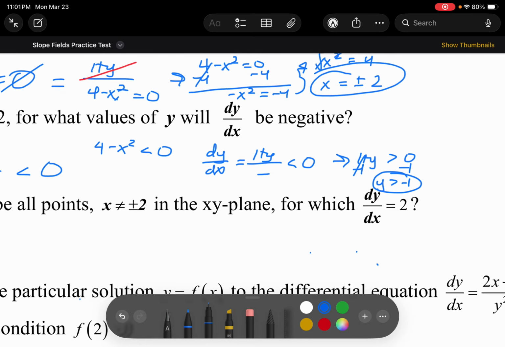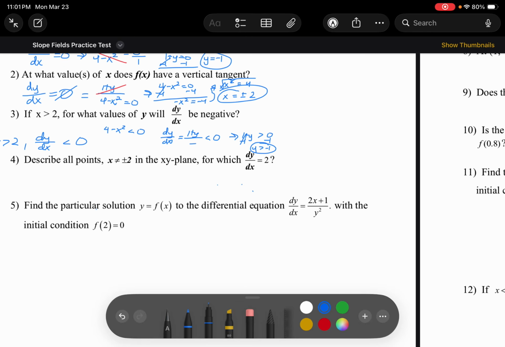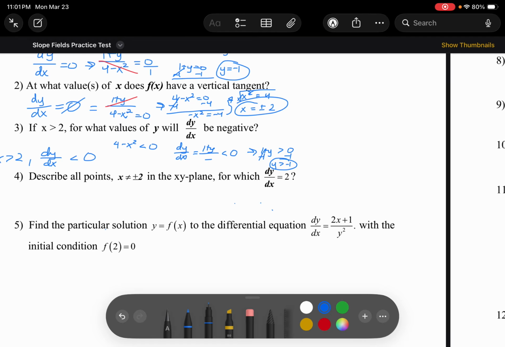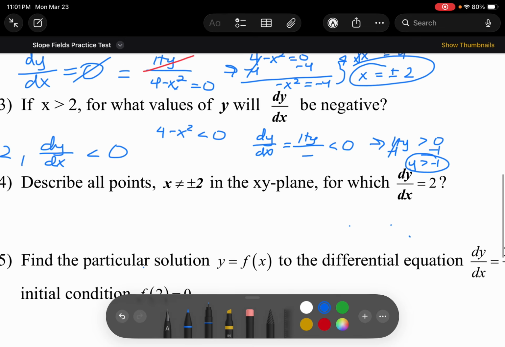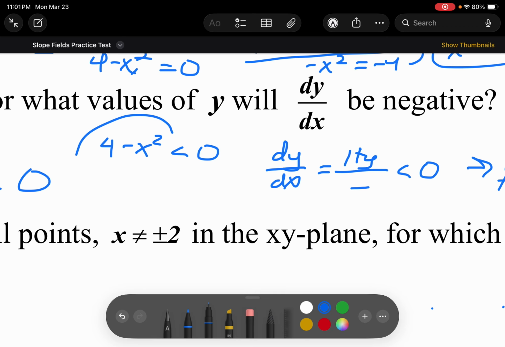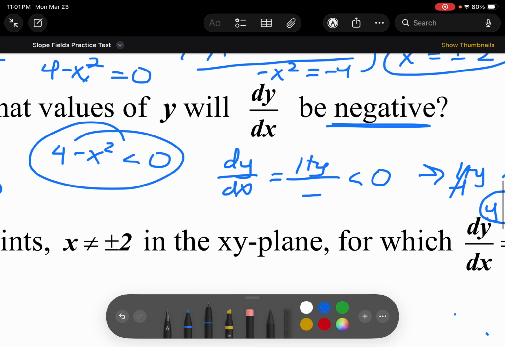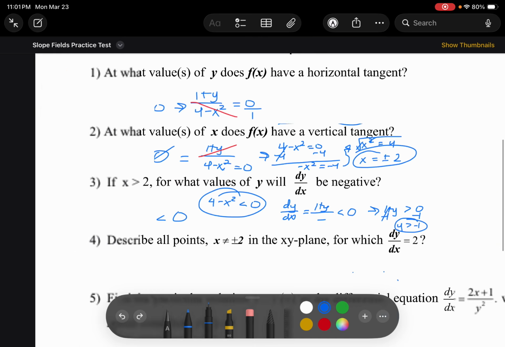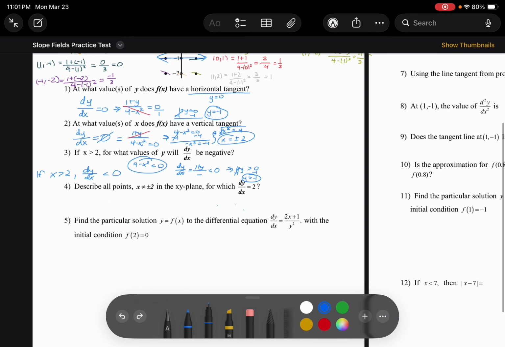Y is greater than negative 1. Yeah, this number 3 was a little bit confusing, but oh, now I know why it's going to be y. For what values of y? Because I know why we made this negative now. It's because we're dealing with y. We're not taking x into consideration in this problem, so we're going to replace that with negative because we were trying to make this negative. I hope that made the problem more clear.